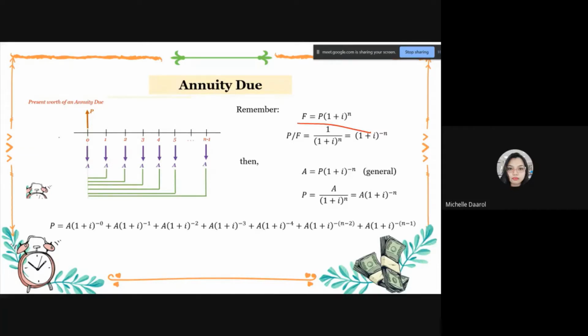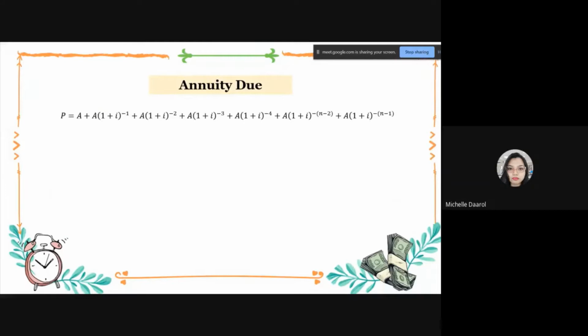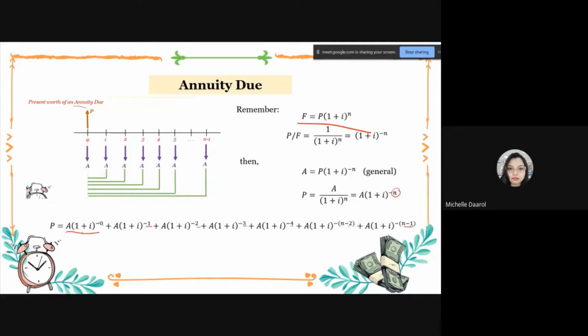Remember that for the annuity due, the payment starts when n is 0. So for n, instead of substituting 1, we substitute 0. It becomes 0, then 1, 2, 3, 4, 5, and so on and so forth. The ending of the payment is n minus 1. Now, if we simplify, anything raised to 0 is equivalent to 1. Any number raised to 0 is equal to 1.